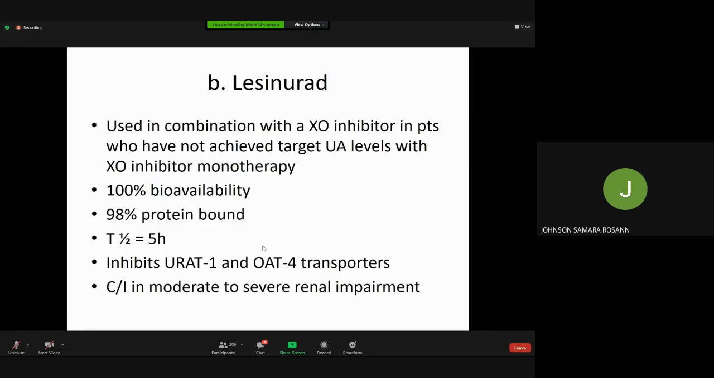At this point, let me mention that we do a lot of drugs, but please remember also lifestyle interventions. So your patient with gout must be told to reduce their intake of red meats.